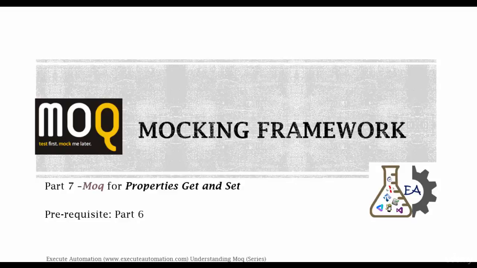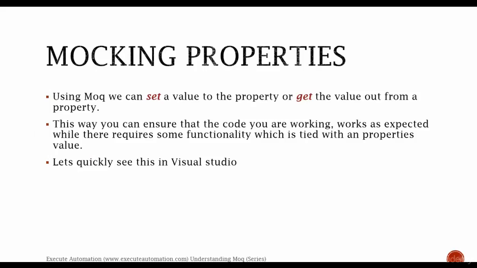And in this part we're going to start looking at mocking for properties get and set operation. So before watching this part, I would request you to watch part 6 since this part has some code from that part. Mocking properties. Using mock, we can also set a value to the property or get the value out from a property. So this way you can ensure that the code you are working on works as expected, where it requires some functionalities which are tied with a property's value.